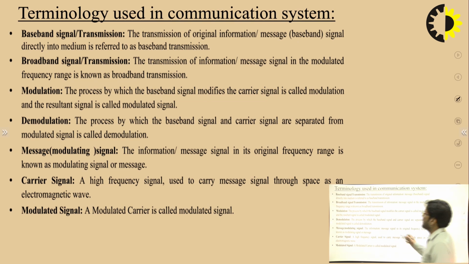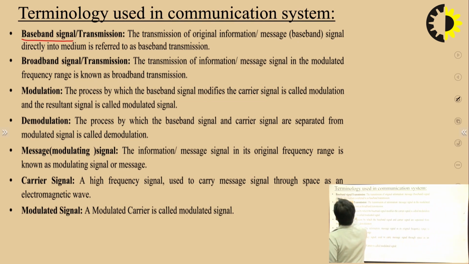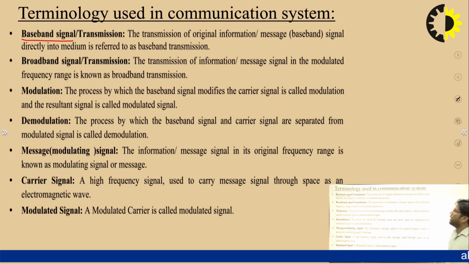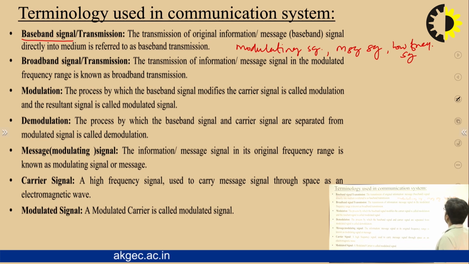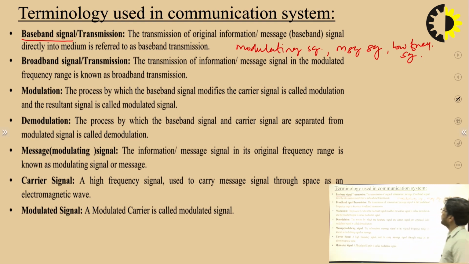So baseband signal is nothing but the message signal, we can say, or low frequency signal as well. Baseband signal is also known as the modulating signal, message signal, and low frequency signal. So these are the other names of the baseband signal. Here, the broadband signal is the transmission of the information message signal in the modulated frequency range.